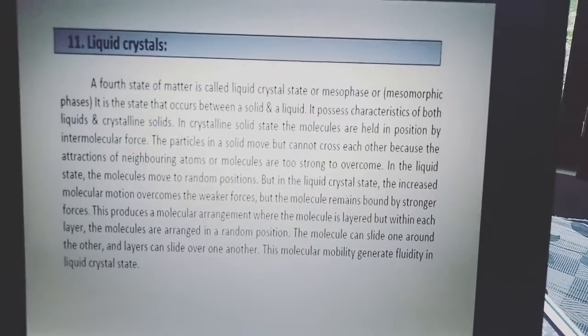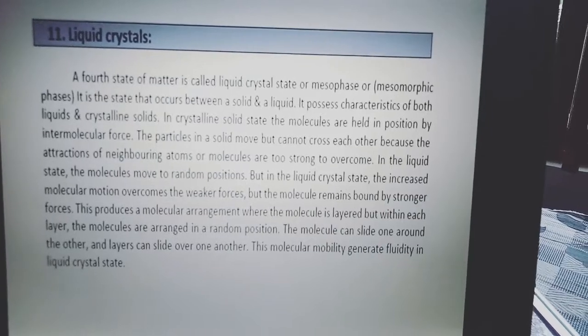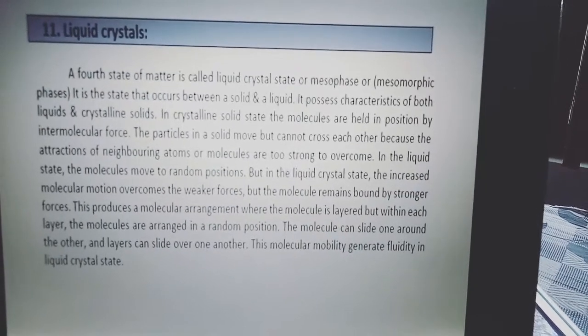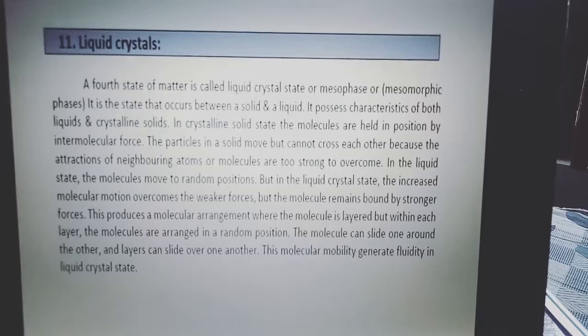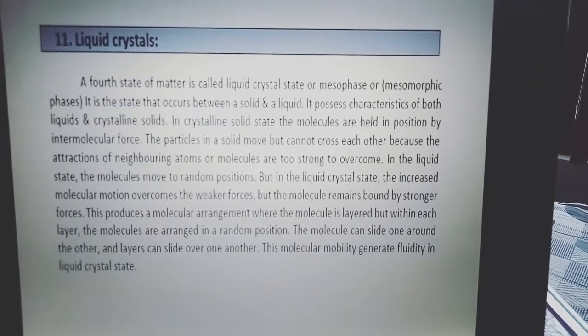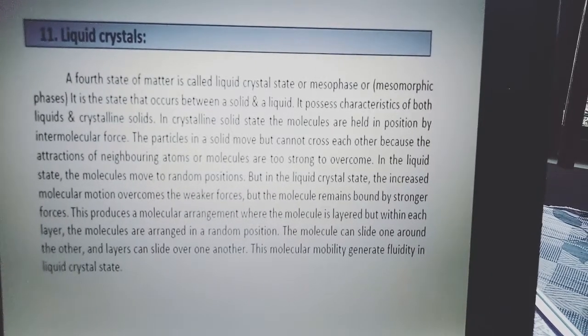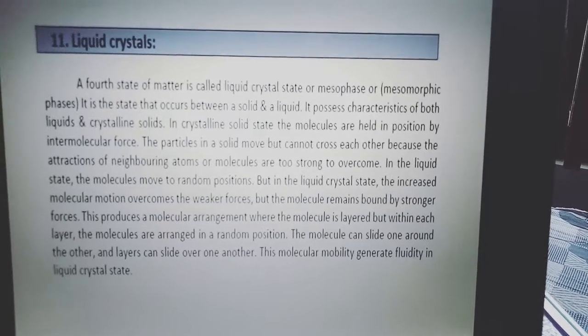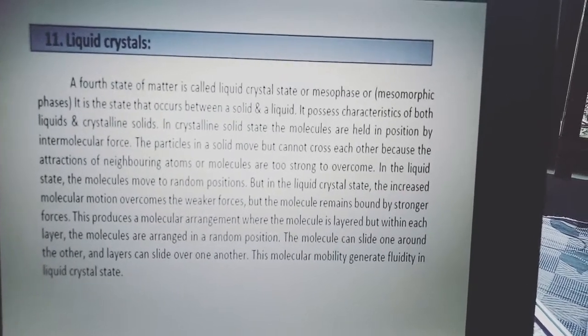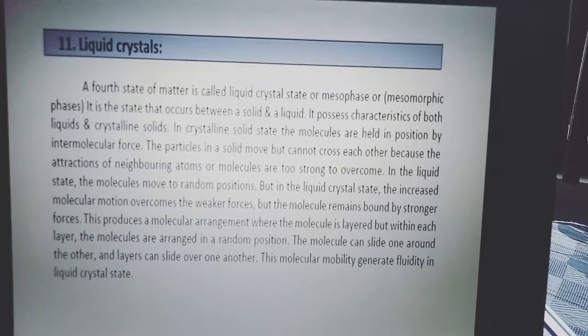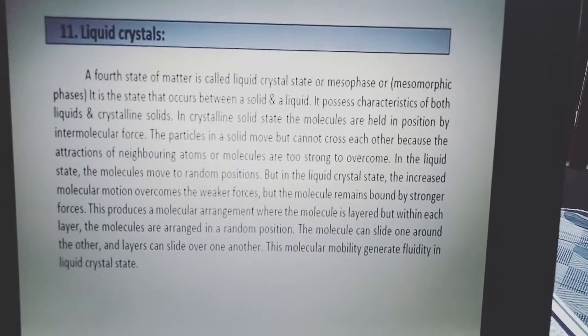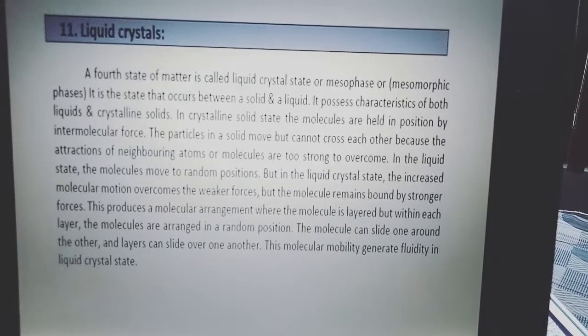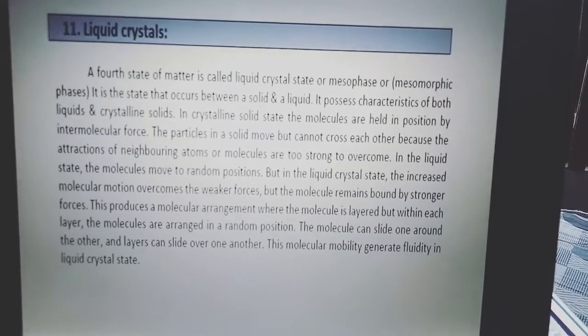Next topic is liquid crystal. It's the fourth state of matter, called liquid crystal or mesophase. It is a state that occurs between a solid and a liquid. Liquid crystals possess the characteristics of both liquids and crystalline solids. That's why its name indicates liquid crystal. It possesses the properties of both liquids and crystalline solids.